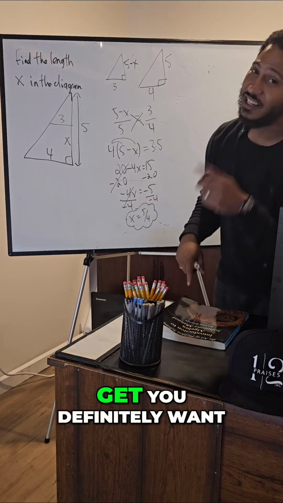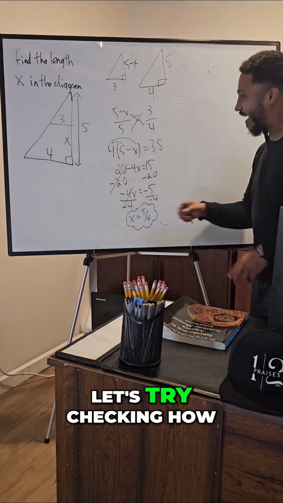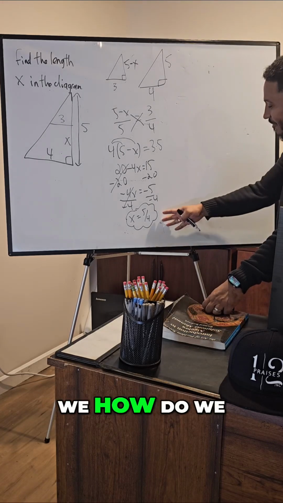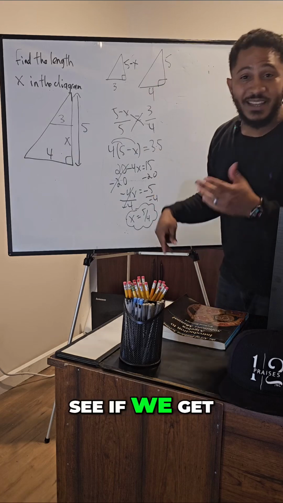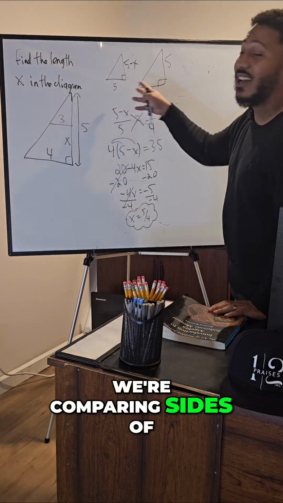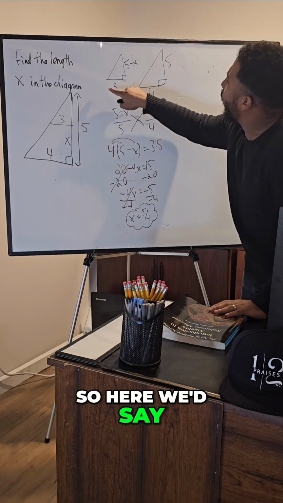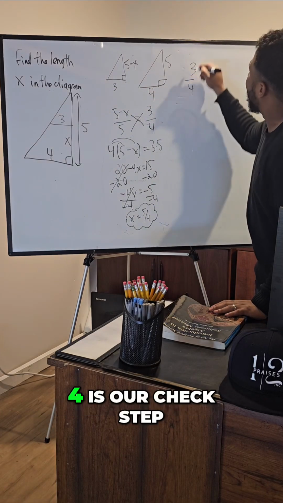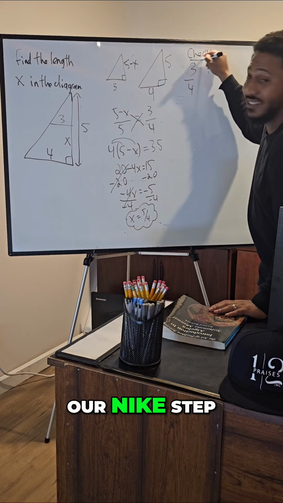Now, any chance you get, you definitely want to check it. Okay, let's try checking it. How do we check it? Like Nike, just check it. We plug it back in and see if we get some true statements. Again, we're comparing sides of these triangles. So here we'd say, okay, 3 is to 4. So 3 divided by 4 is our check step. Our Nike step.